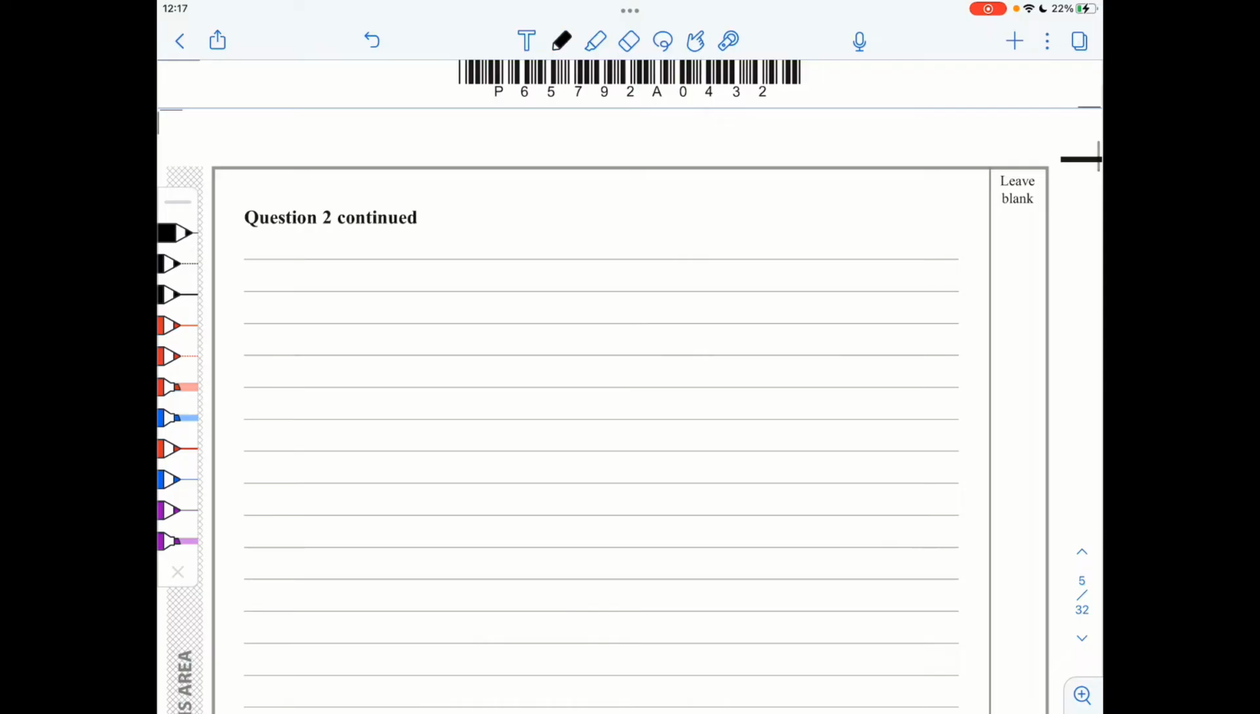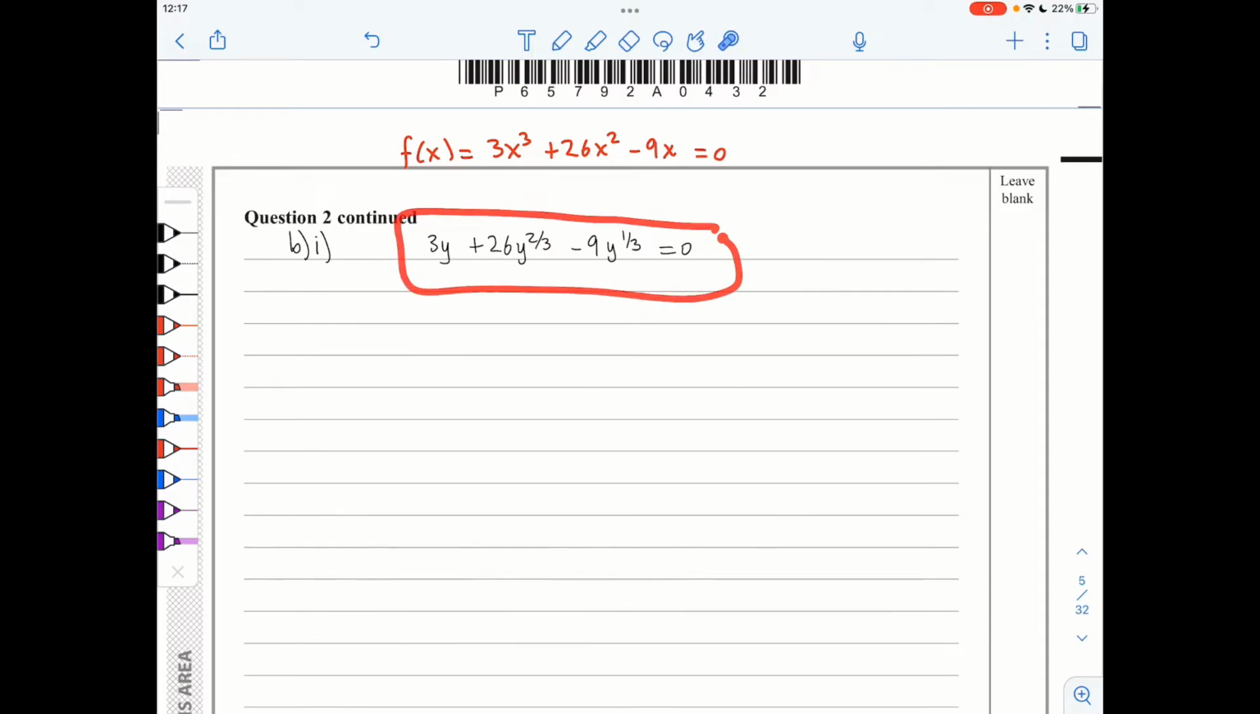So this is what we are given in (i). We have 3y plus 26y to the 2/3 minus 9y to the 1/3 is 0. Remember that we recovered f(x) to be 3x cubed plus 26x squared minus 9x. So when we solve this being equal to 0, it's exactly the same as this one here, with x being y to the 1/3.